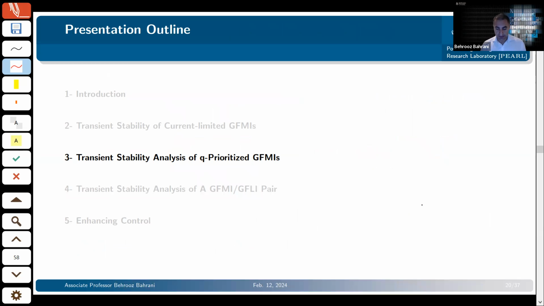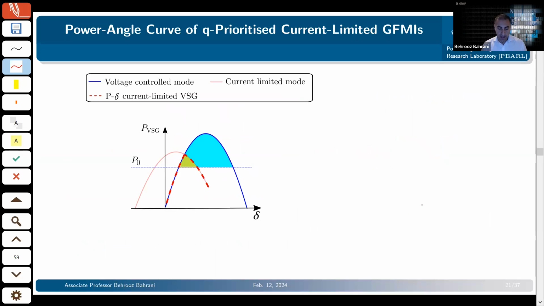So after establishing this, let's have a look at what happens if we look into this Q prioritized grid forming inverter. We've established that this will be the type of P delta curve that we get in a current limited grid forming inverter, and this will be our UEP. UEP stands for unstable equilibrium point. If this is our SEP, stable equilibrium point, so we traveled to here, and if the fault is not cleared at this point, obviously we go to the positive feedback region and the system becomes unstable.